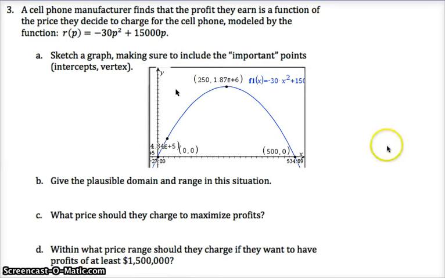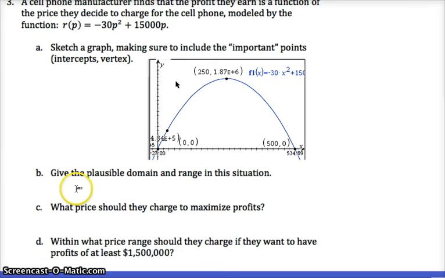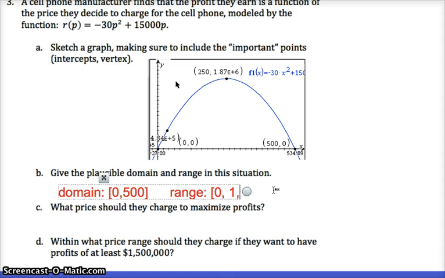Okay. Give the plausible domain and range in this situation. Well, we just kind of talked about this. The domain is going to be, we really don't want to consider values before this 0, and it seems like it goes up to 500 before it hits 0 again. So that's that. Range appears to be going from 0, because again, we don't want to consider negative dollars, even though we know this function actually goes below the axis. And how high does it get? It gets to be something like 1.87 times 10 to the 6th power. So I'm going to write that as 1.87e6. It's kind of strange with that in there, but you can tell it's $1.87 million like that.